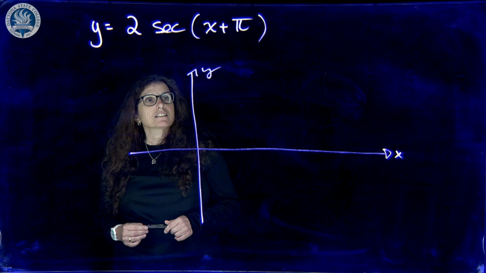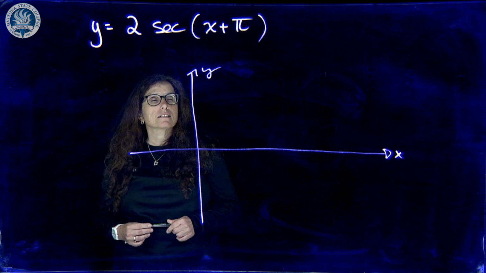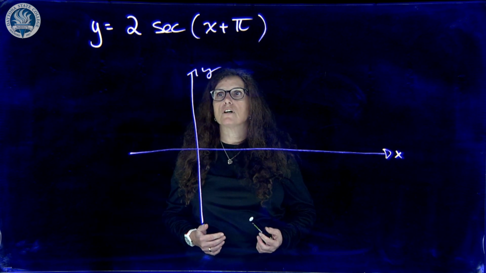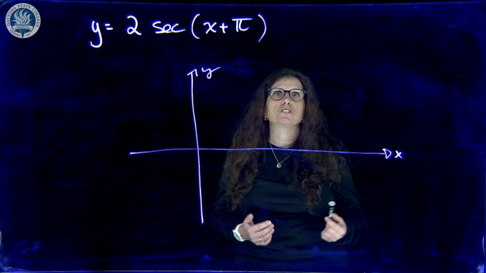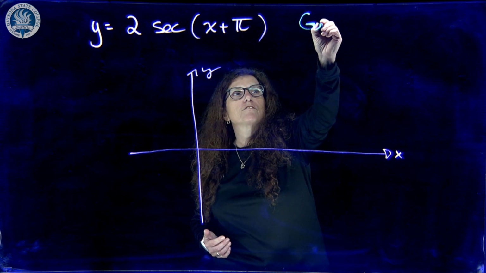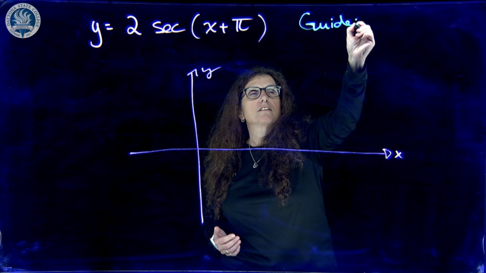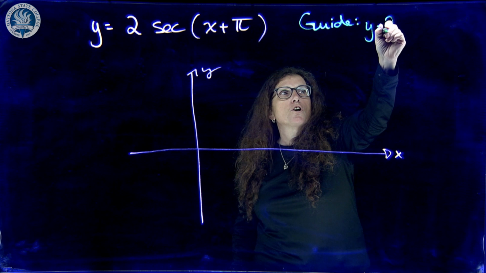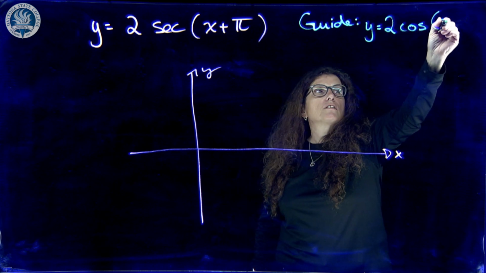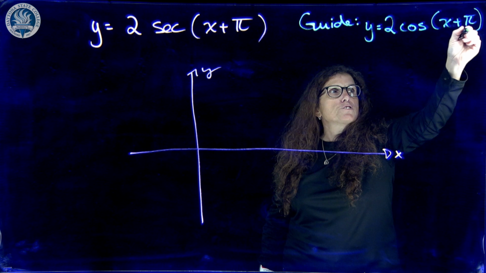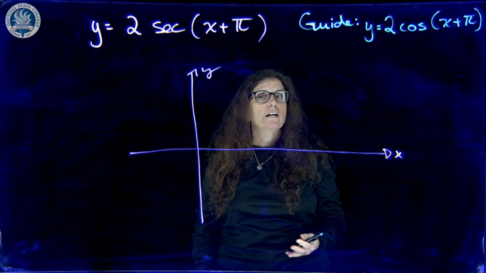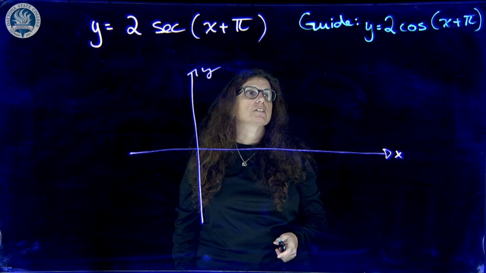Now let's graph a secant function, 2 secant x plus pi. Let's take a look what kind of transformation we have here. But before we can graph the secant function, we have to graph our guide function. And the guide function for the secant function is y equals 2 cosine of x plus pi. So we graph the cosine function first, just like we learned before, and then we graph the secant function.